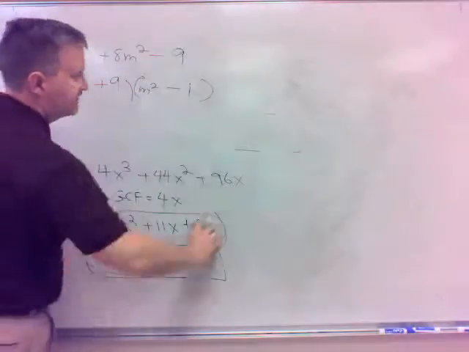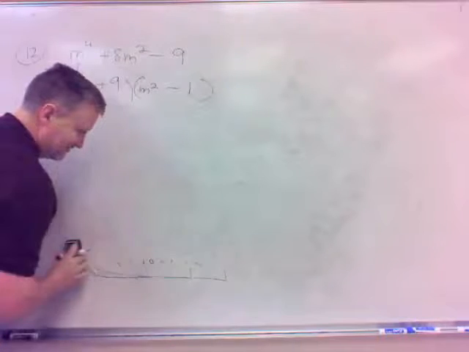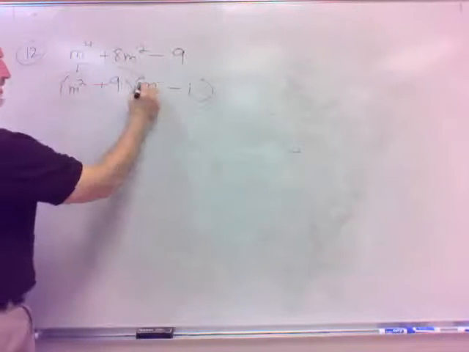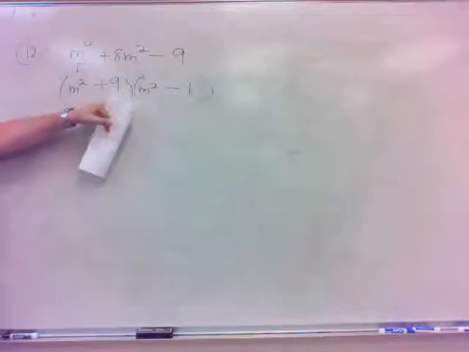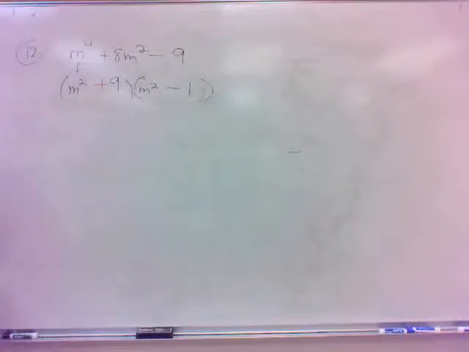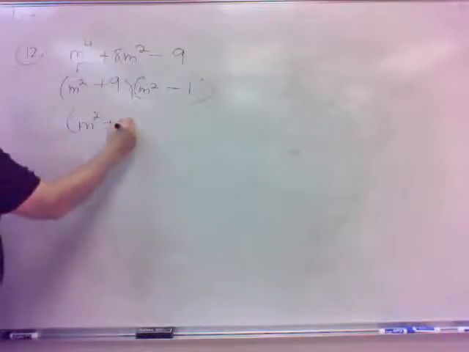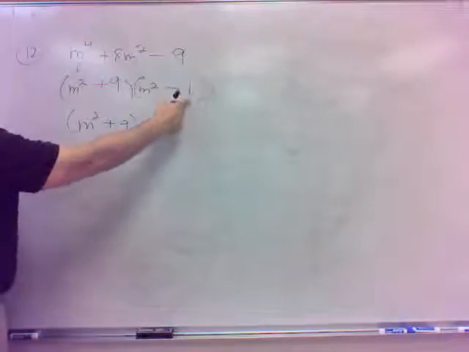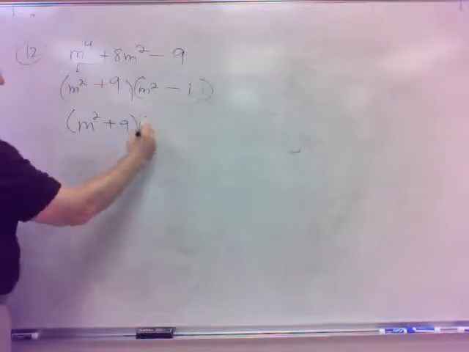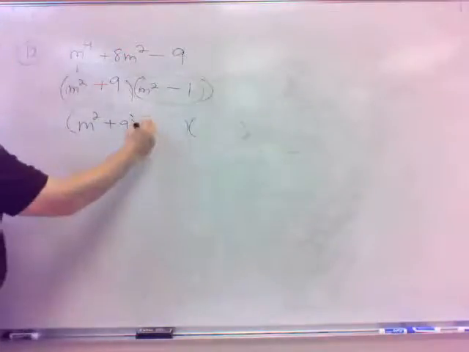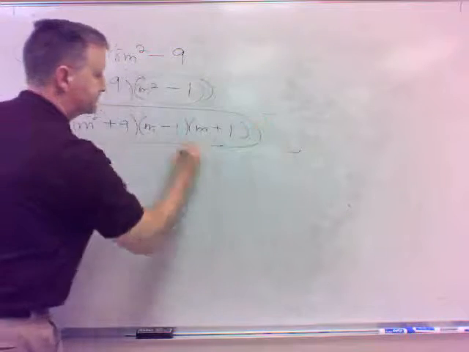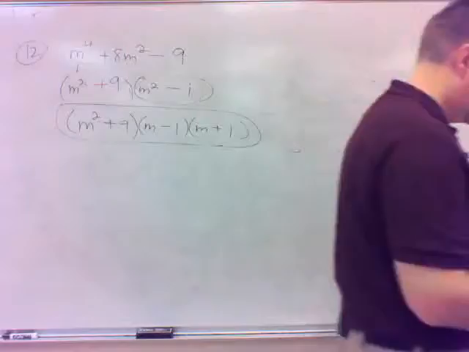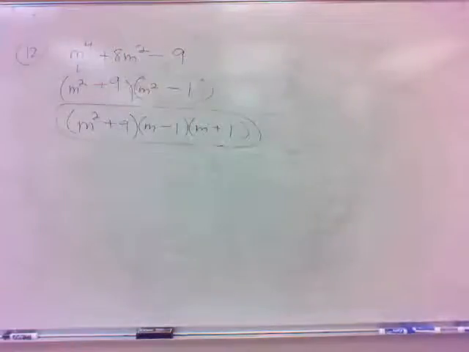But once again, I'm not finished, am I? One of those factors can factor again. The second one can. Now, the first one is squares, but it's a sum, so it's prime. So it's not going to factor. But this is squares. 1 squared is 1, and it's a difference, so I can factor it again. m squared plus 9, m minus 1, m plus 1. Is that okay? All right.